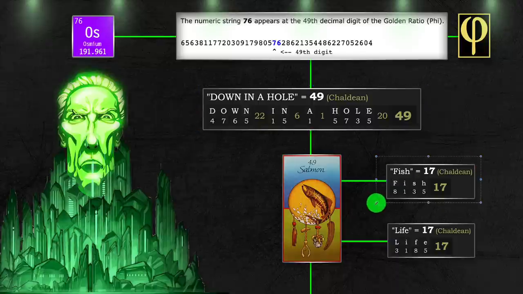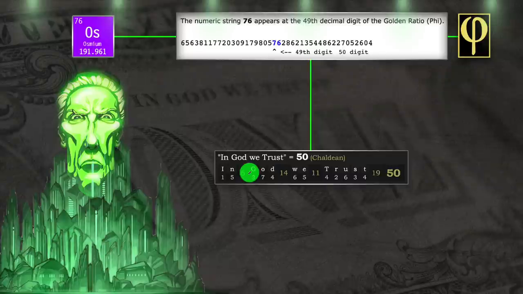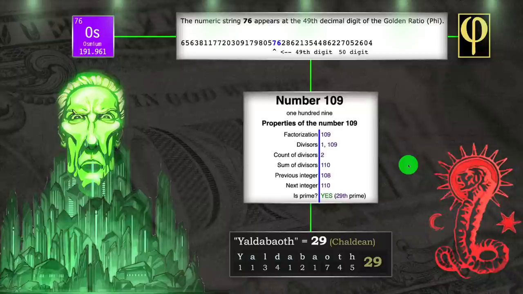And we're all goldfish. Gold is 17. Fish is 17. We're playing out life. Matrix is 17. You know, that's what's going on here. We go right back to the dollar bill. 76 occupies digit 49 and 50, and there's In God We Trust. The Wizard of Oz is 50. So it's undeniable, folks, what we're seeing here. That this is pure mathematical precision. And man could never code this. Man could never code this.